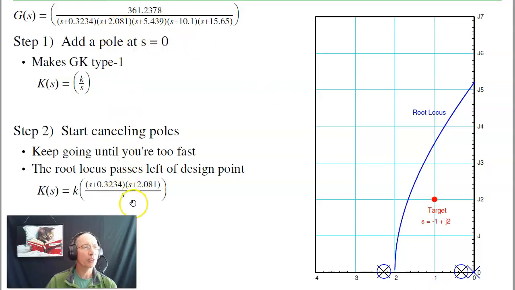At that point, I have a system that gives me the root locus here in blue. It's too fast. That's actually what I want. Start canceling poles until I'm too fast. What I've done, I've added 2 zeros, so I have to add 2 poles. One pole goes to the origin. That second pole goes over here somewhere. As I slide that pole around, that's going to repel the root locus. Eventually repel it, so the root locus passes through -1 plus j2. Find the spot where I push the root locus through -1 plus j2.